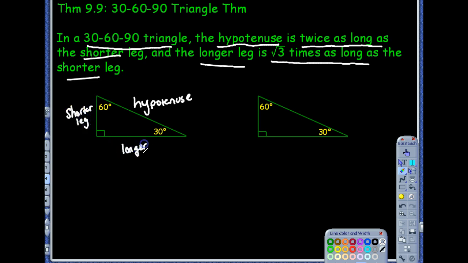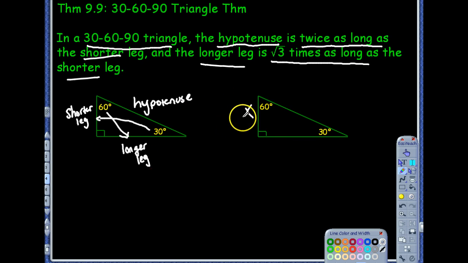Now, just be careful. Don't say it's the longer side because the hypotenuse technically is. Exactly. It's just the longer between the 2 legs. So always the longer leg is across from the 60 and the shorter leg is always across from the 30. Exactly. All right. So using that vocabulary and making sure we can identify where those are, they're saying everything is in terms of what? The shorter leg. So I'm going to say the shorter leg is x.